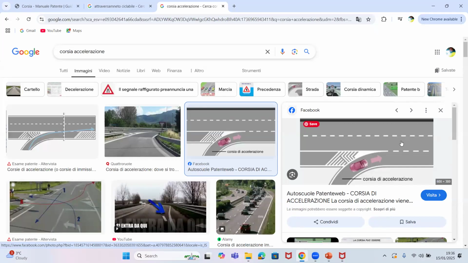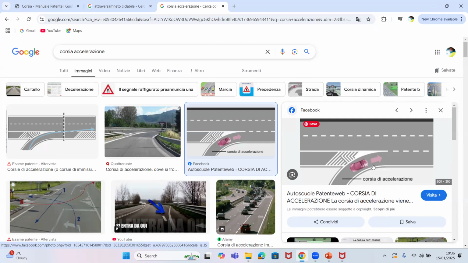Still this corsia di accelerazione will permit you to enter into the main road again. You will not fly. You enter with your car. You put fuel; don't say you can't put fuel inside an autostrada. After you finish putting fuel, for you to enter into the road again and travel again, still the same corsia di accelerazione will permit you to enter into the main road again.